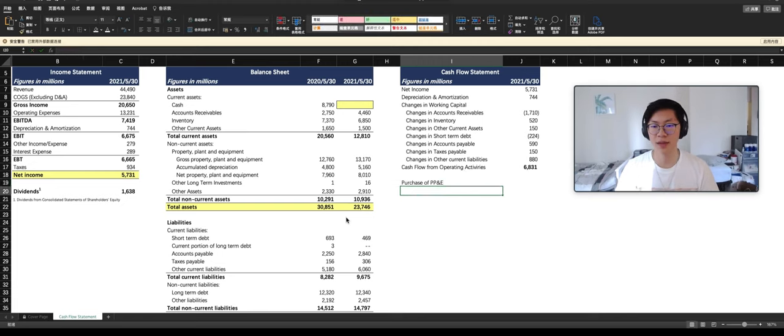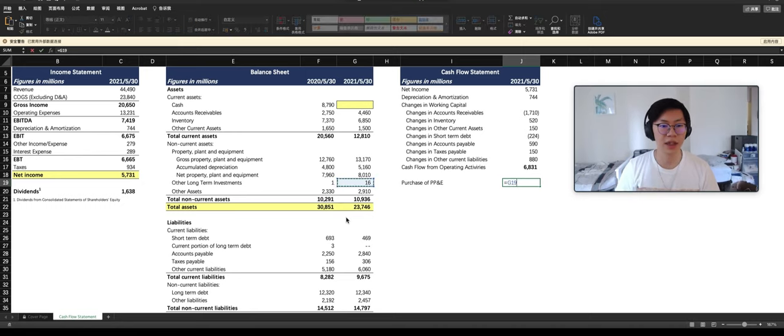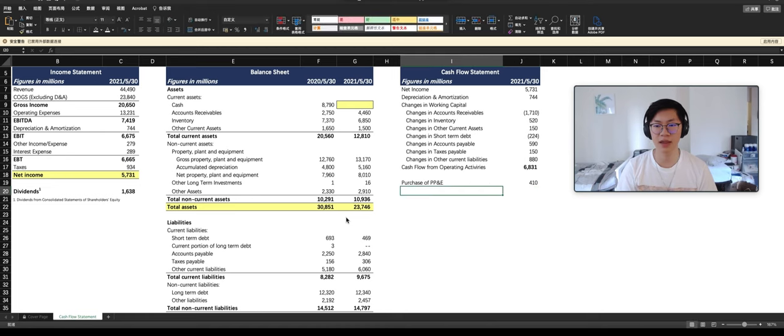Property, basically, property, plant, and equipment. Right now, looking at the non-current assets, we have both the gross amount and the net amount. Why we use the gross amount is that we have already involved the accumulated depreciation in our cash flow from operating activity side, so we don't need to double count it, which is PP&E.